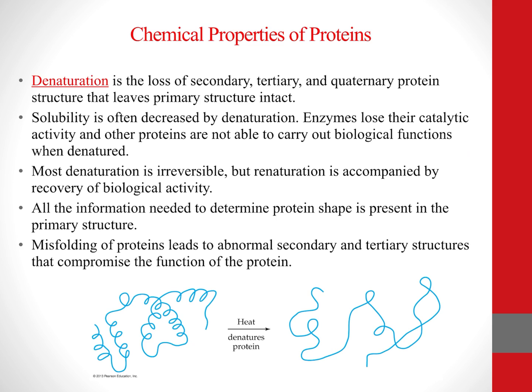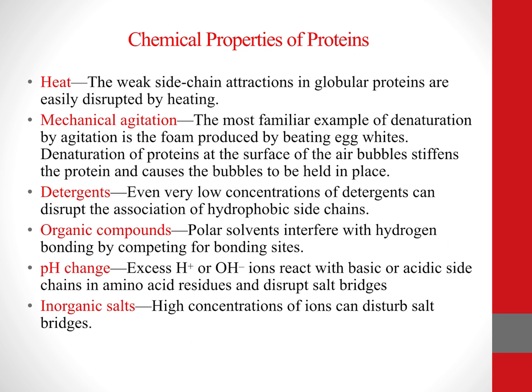A protein can also be denatured. Denaturation is just a disruption of the protein's shape, and it does not affect the primary structure. You can see at the bottom, we have this protein, folded, but if I heat it, then it denatures the protein. The primary structure stays intact, but we lose any secondary, tertiary, or quaternary structures. Those go away. So there are several different ways that we can denature a protein. They're all listed right here.